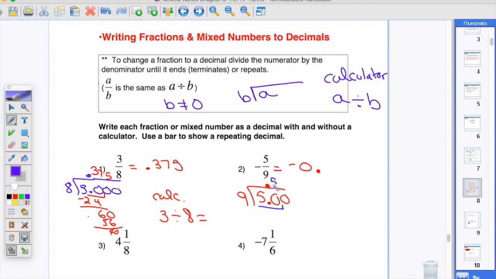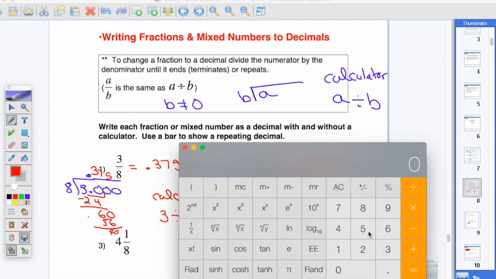9 doesn't go into 5, but it goes into 50 5 times, which is 45. Subtract, bring down. 9 goes into 50 5 times, which is 45. Subtract, bring down. We can see that we're developing a pattern. So we write 5, we don't need to put any more, and put a bar over it. That tells us that it's repeating. And with a calculator, you would put your 5 divided by 9 equals, in this example over here, to get it on the calculator, they round the last digit, but it's still 0.555 repeating.